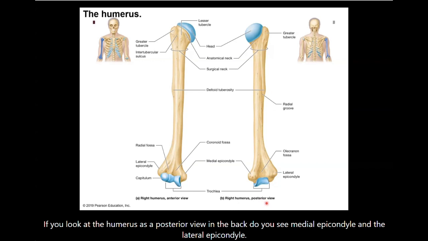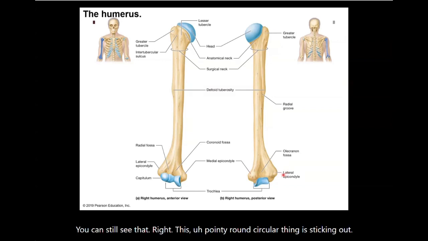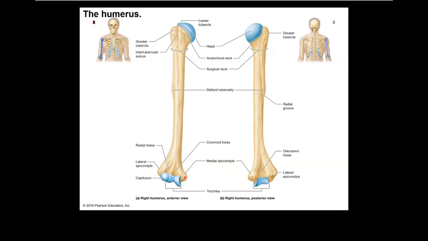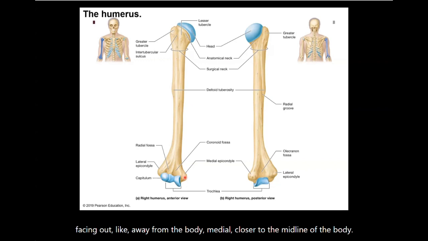If you look at the humerus in a posterior view, in the back, do you see the medial epicondyle and the lateral epicondyle? You can still see that, right? This pointy, round, circular thingy sticking out. And lateral and medial make it easy, because lateral means facing out, away from the body, and medial means closer to the midline of the body.